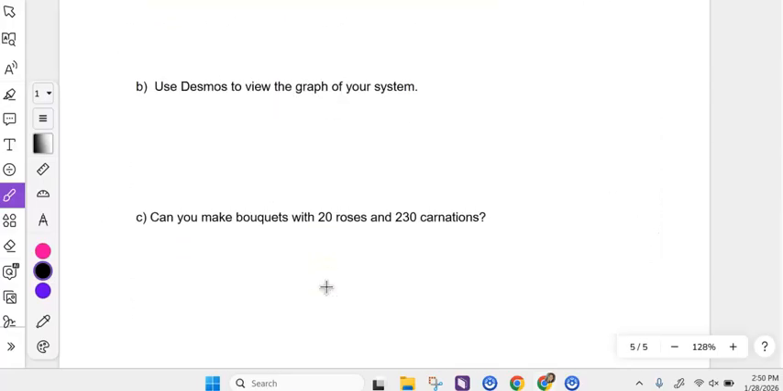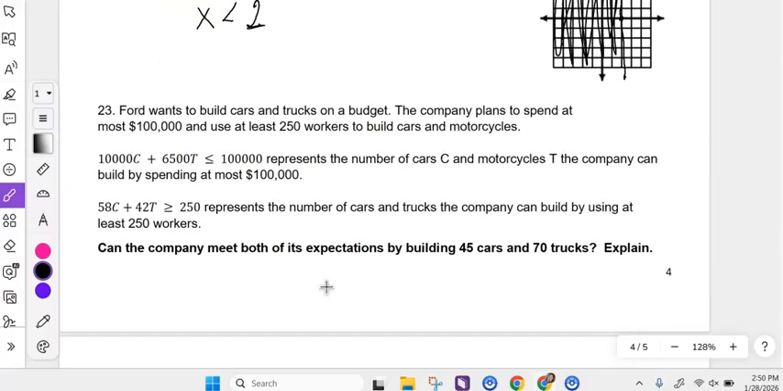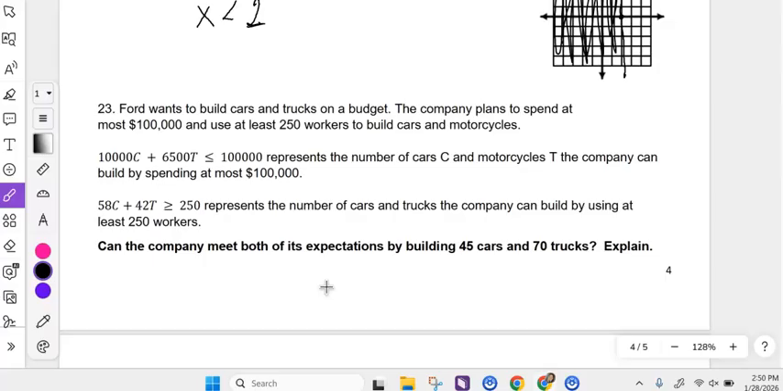All right, so we have a few more. 23 says Ford wants to build cars and trucks on a budget. The company plans to spend at most $100,000 and use at least 250 workers to build cars and trucks. So 10,000 cars plus 6,500 trucks is less than or equal to 100,000, represents the numbers of cars C and trucks T the company can build by spending at most $100,000. 58C plus 42T is greater than or equal to 250, represents the number of cars and trucks this company can build by using at least 250 workers. Can the company meet both of its expectations by building 45 cars and 70 trucks?